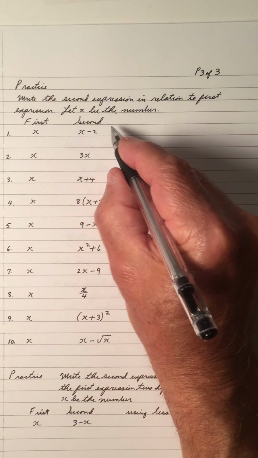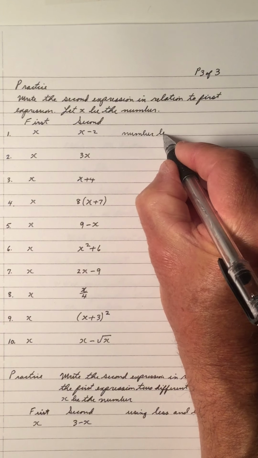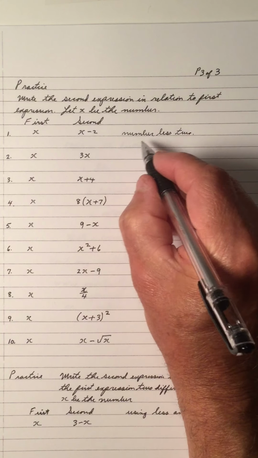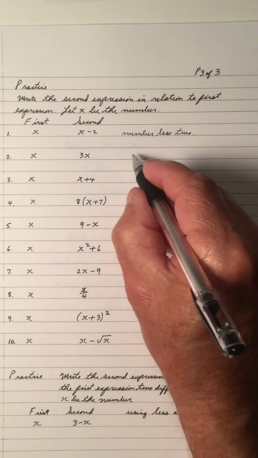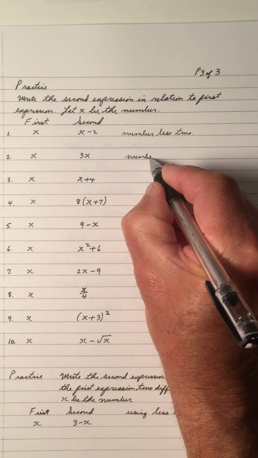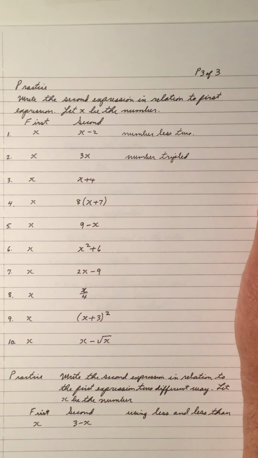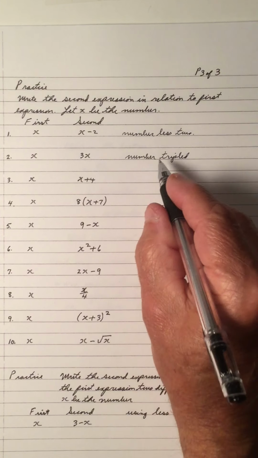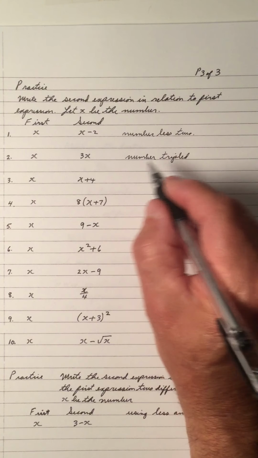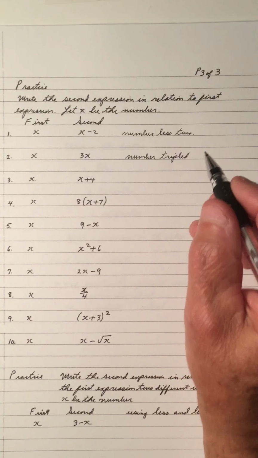So that's the number. So this is the number less 2. Or you could say the number subtract 2. That's the number tripled. The number tripled. Or 3 times, or the product number tripled, or the product of 3 and the number, or 3 times the number, either or.